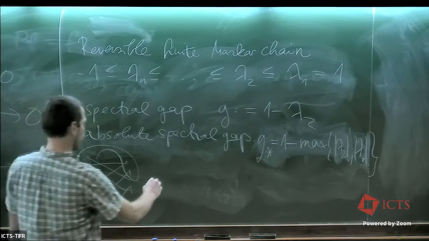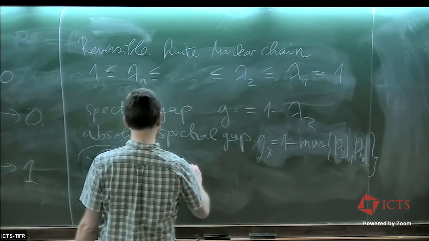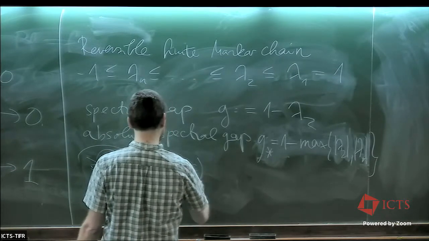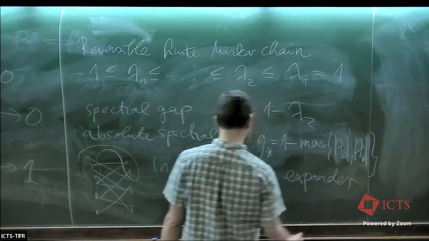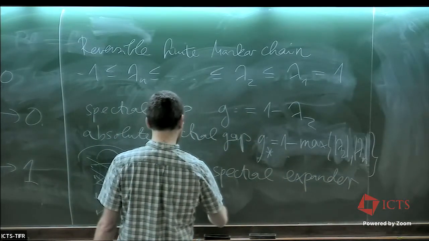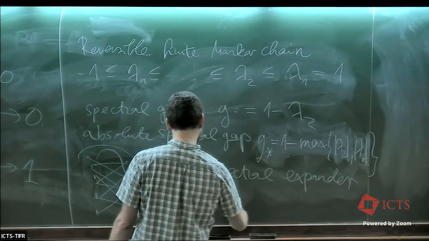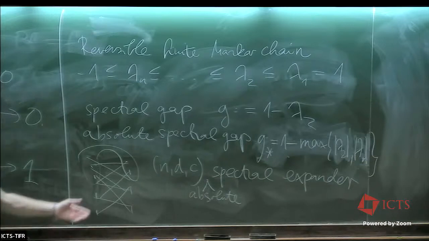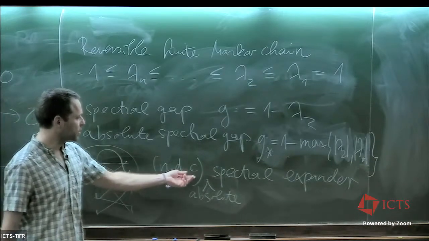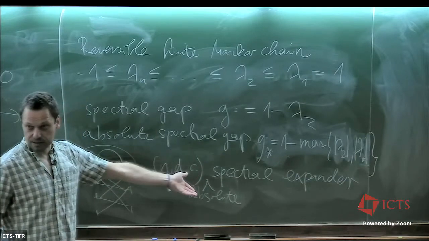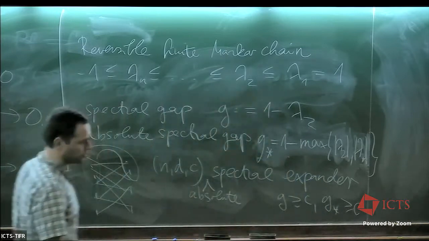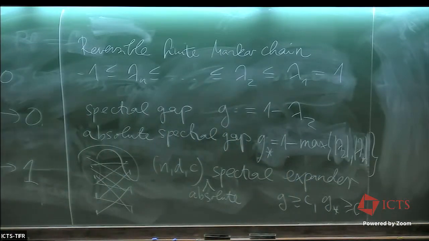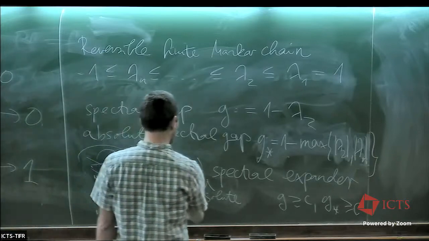So an (n, d, c) absolute spectral expander is a graph on n vertices with degrees bounded by d, where the absolute spectral gap is at least c. So that was the isoperimetric expander, and that's the spectral expander.